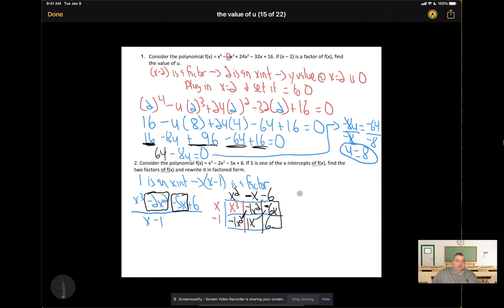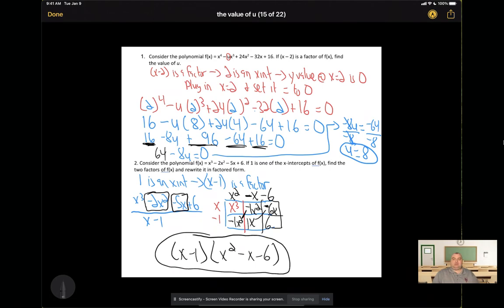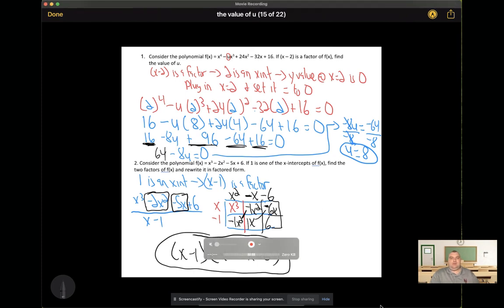So if 1 is one of the x-intercepts of f of x, find the two factors of f of x and rewrite it in factored form. So the first factor is x minus 1, and the second factor is x squared minus x minus 6. So to rewrite it in factored form, this right here is the answer. And that is it for lesson 15.